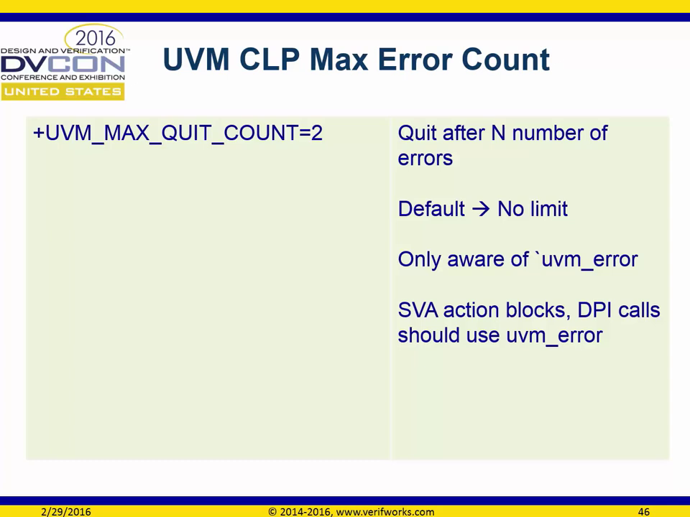So if you have SVA blocks or DPI calls, you need to go back and instrument those to use UVM_ERROR in case there is an error in any of your blocks. Because then it will use the UVM error infrastructure in order to leverage this capability. The trick here is, again, to just put +UVM_MAX_QUIT_COUNT=some number, and it'll stop as soon as that count is reached, anywhere right in the middle.